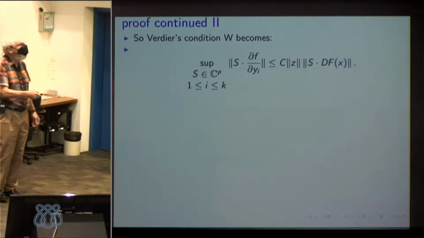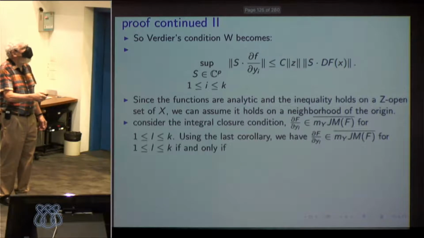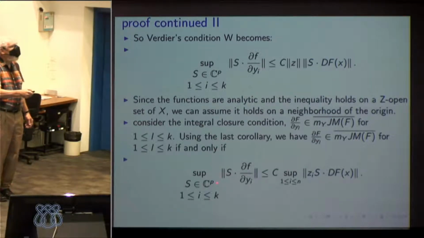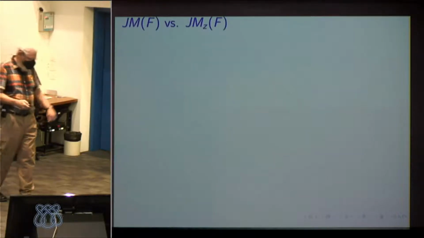Now we look at the integral closure condition. And then we have some more stuff. This is the integral closure condition. Using the last corollary, we have that this is contained in the integral closure here, if and only if any S times this is less than or equal to this. And you can see clearly that it's the same, and that finishes the proof off.